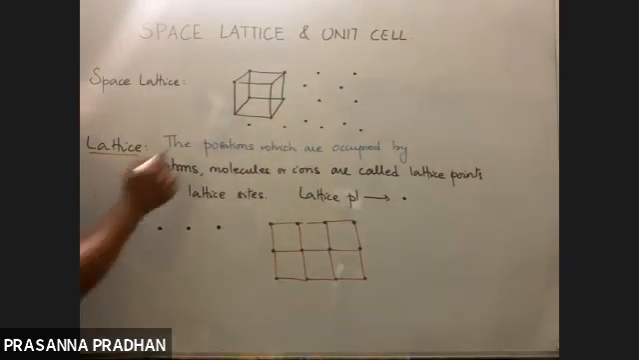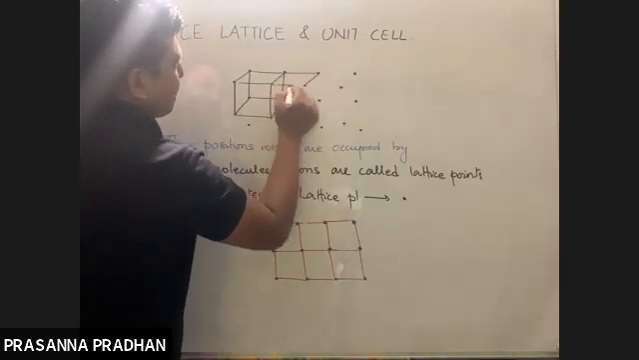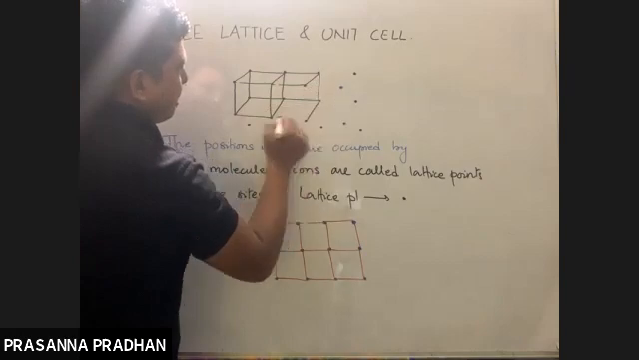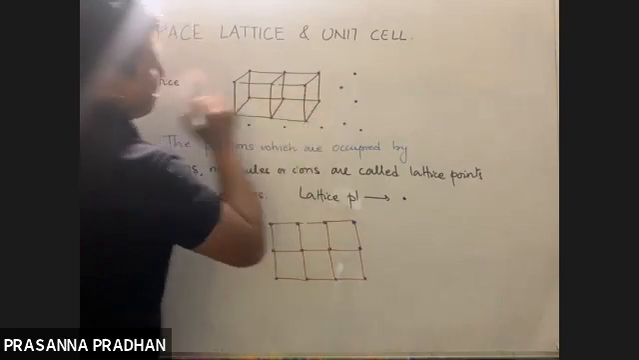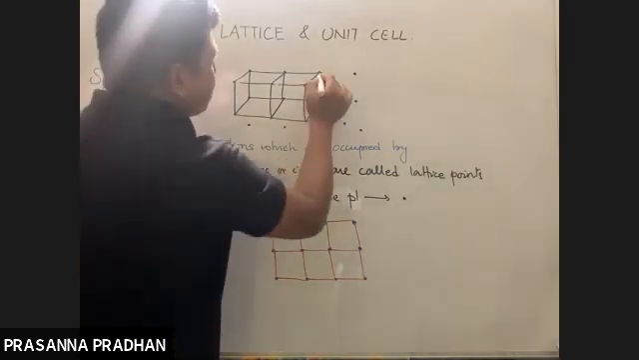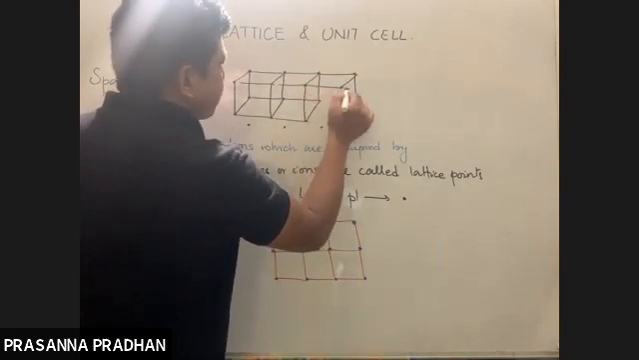Fine. Now again, I'm joining these lattice points. I'm joining these lattice points. Again, I'm joining these lattice points. See, मैं सब join कर रहा हूँ. Lattice points, remember, they are always joined by straight lines.